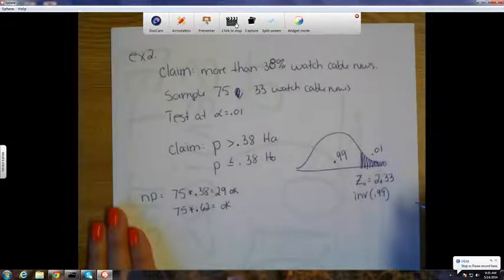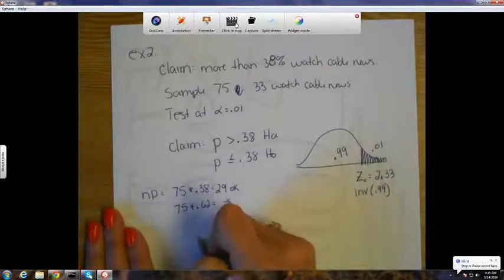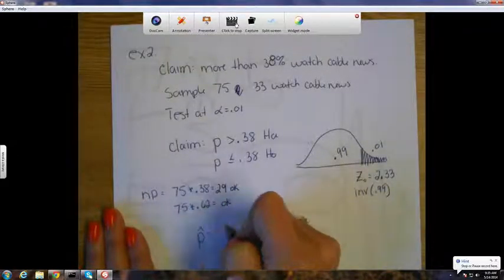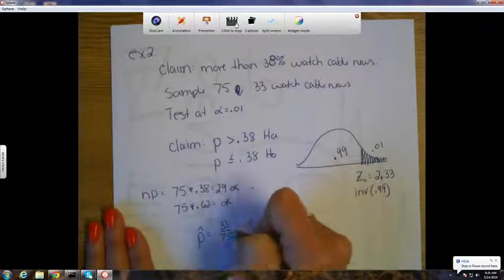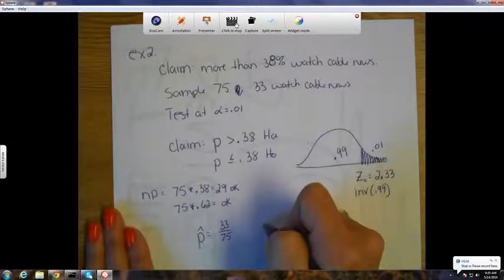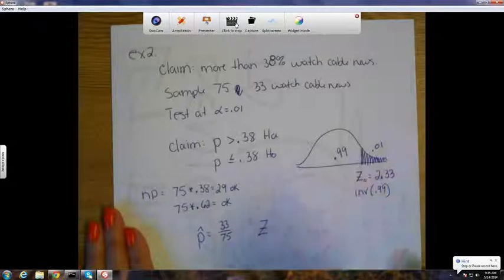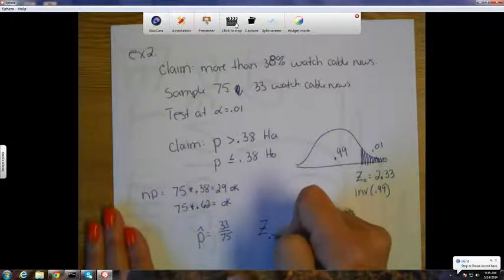Okay, and now we got to turn our p hat into a z-score. Do I have a p hat? How do I get p hat? 33 out of 75. So I gave you the number of successes and not the percentage. So you can leave it as that fraction, or you can turn it into a decimal. It doesn't really matter. Do you want the decimal or the fraction? Decimal. What is the decimal? 0.44.